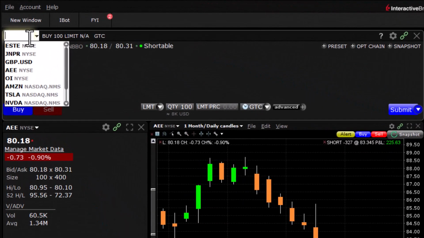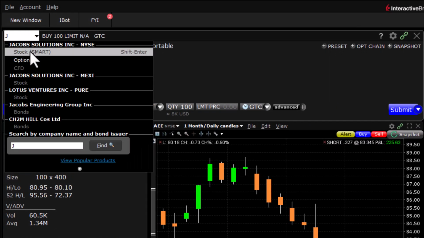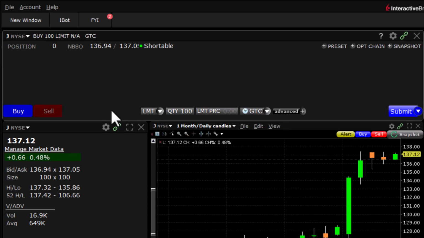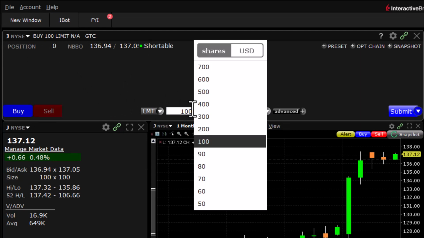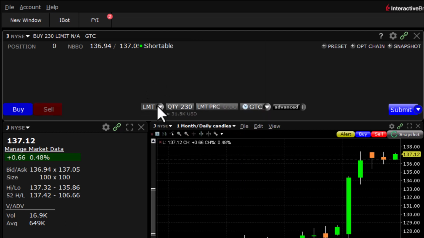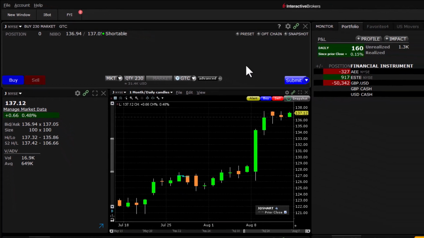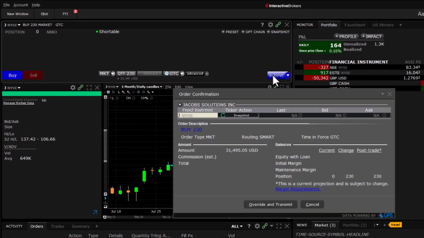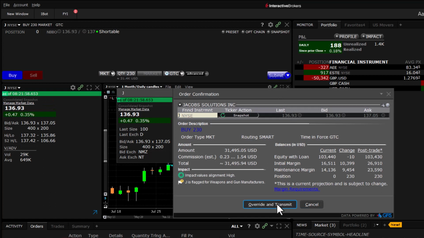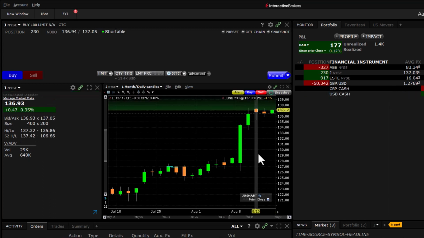Let's go put the ticker symbol J in for Jacobs Solutions. Who cares? It doesn't matter. Let's make our buy order here. Our buy order is going to be for 230 shares. And we can just do this at the market because we do not care about the entry. That's the whole point of this exercise, is that we don't care about the entry. Let's go ahead and hit submit. Let's enter the order. This order has been filled.